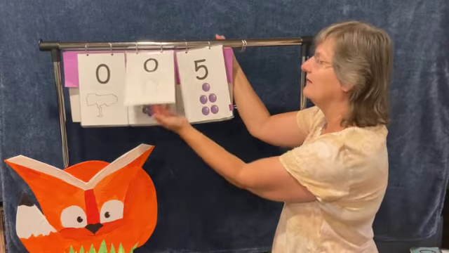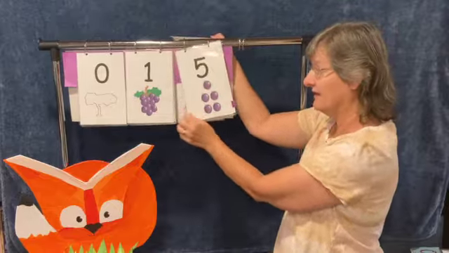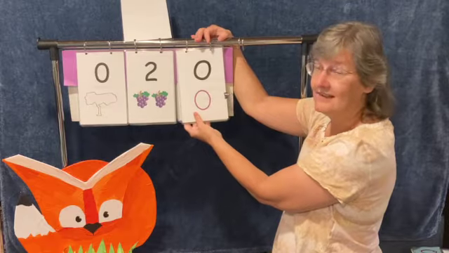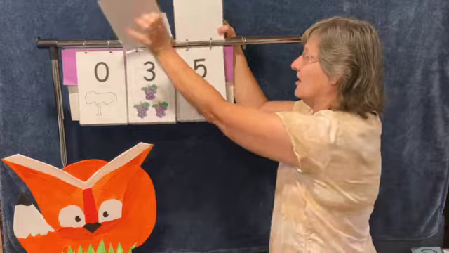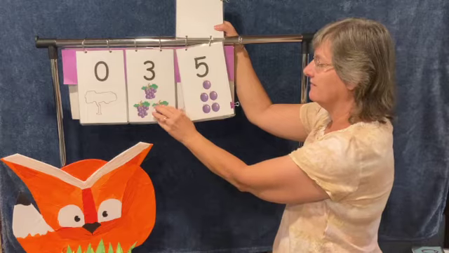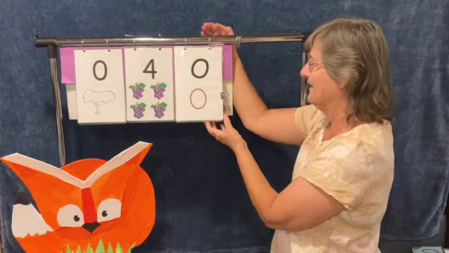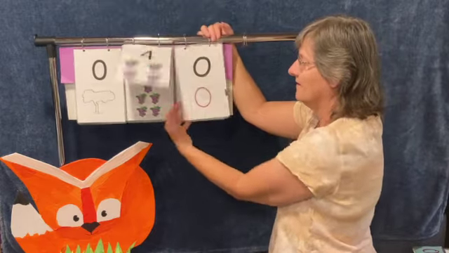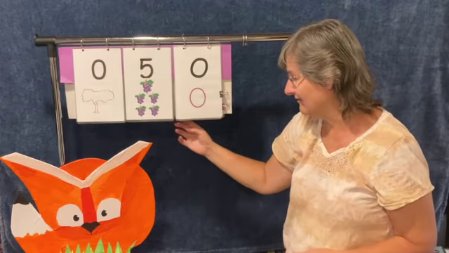If we were going to start by counting by 5s, we'd have 5, then 10, then 15, then 20, then 25, and we would have 30, 35, 40, 45, 50. It gets a little bit hard on this to be flipping back and forth.